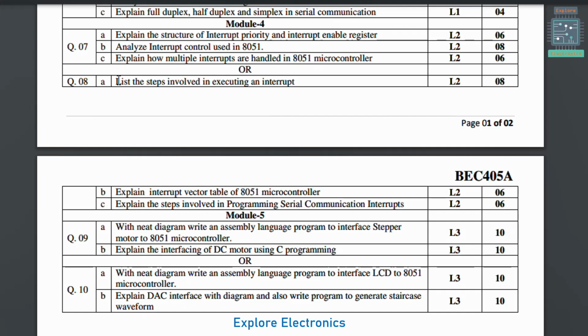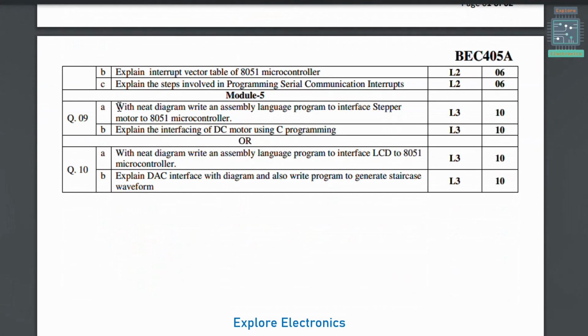And then comes the choice question, that is list the steps involved in executing an interrupt. What are all the steps required to execute an interrupt when it comes in between. Then explain the interrupt vector table of the 8051 controller. Then explain the steps involved in programming serial communication interrupts. These are the questions from module 4.